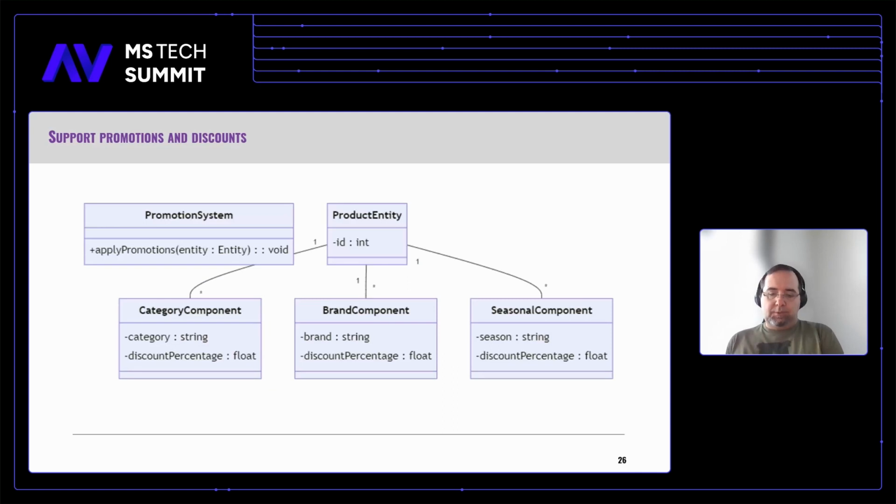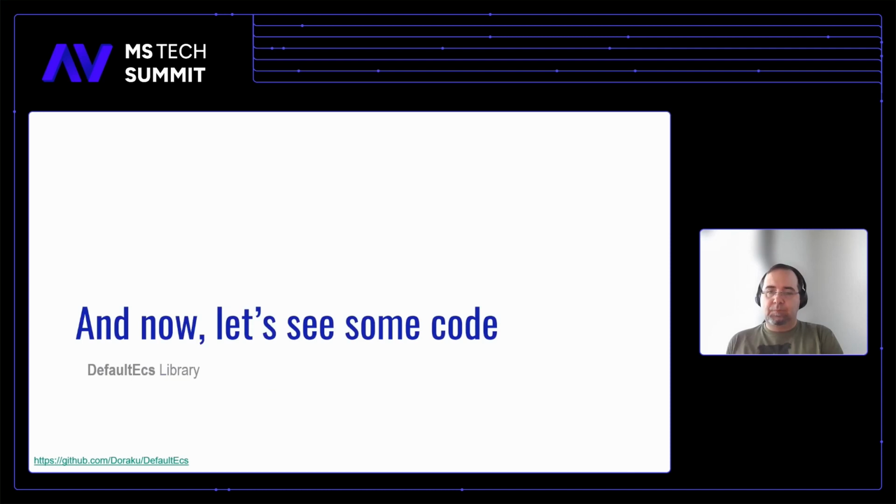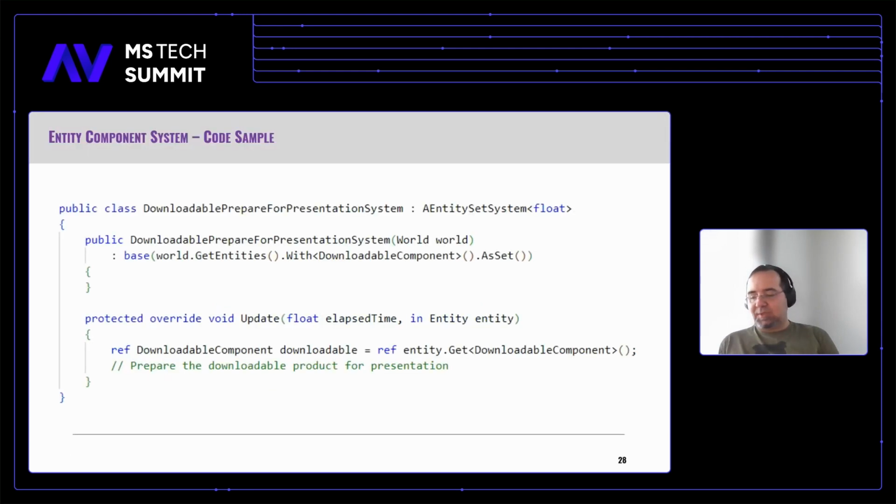Okay, so let's see some code. Nothing too complicated. Default ECS is an open source library in .NET. It's not the most famous or the one that has the most stars, but personally I like it because of its simplicity, its adherence to .NET best practices, and its focus on performance. As you can see, for example, this is the code of a system.